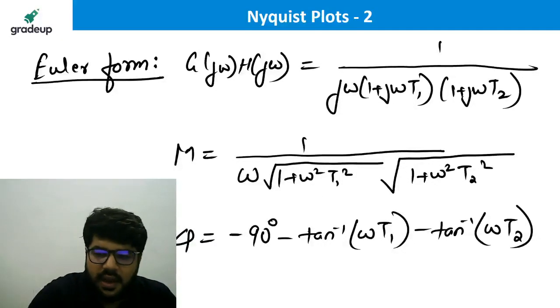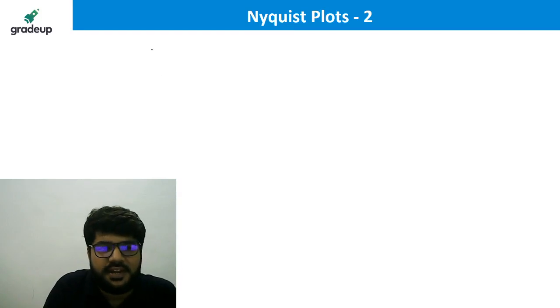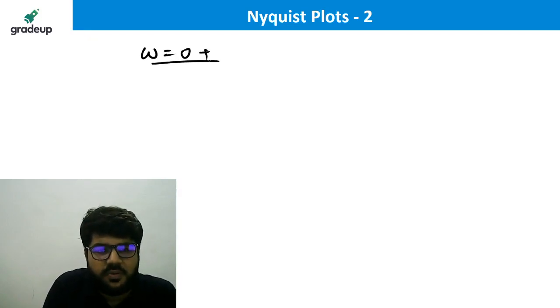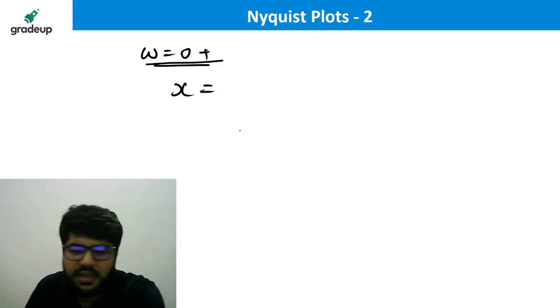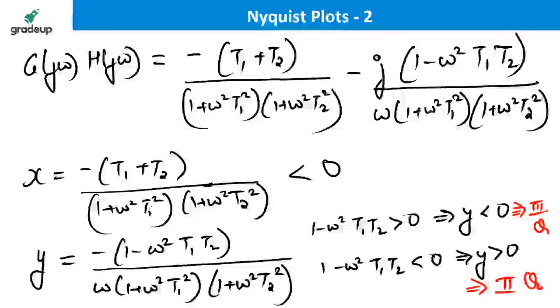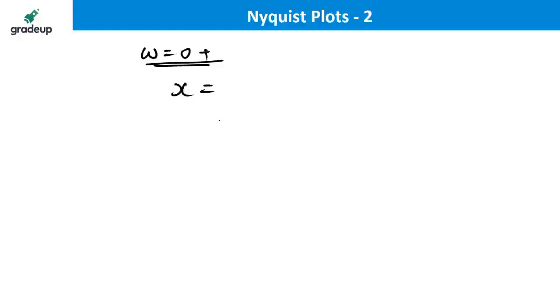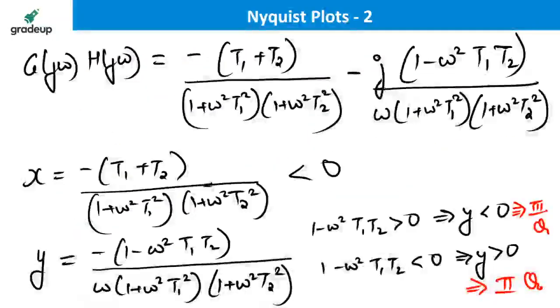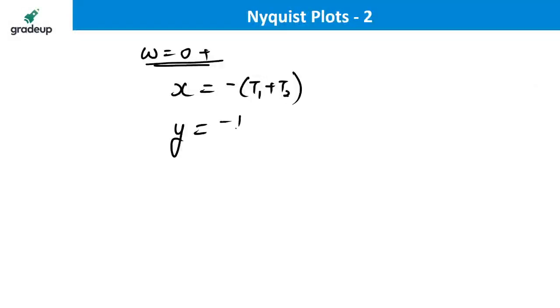Okay. Now, let us first complete the 0 plus and infinity plus calculation as we always do. Omega equal to 0 plus and infinity plus. What is the x and y first of all? So let us go to the x. X is equal to, write it here: when omega is made 0, the denominator is just 1. X is equal to minus of (T1 plus T2), and y is equal to minus 1 by 0, since omega is in the denominator. Minus 1 by 0 means minus infinity.